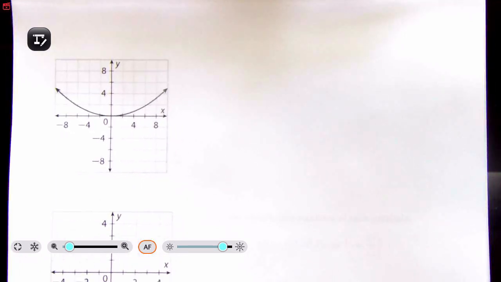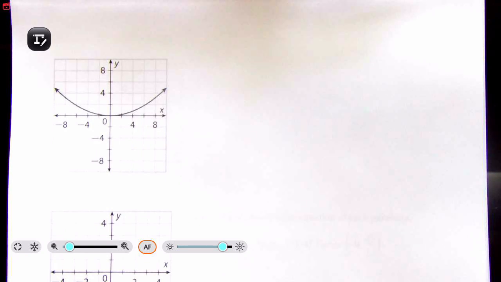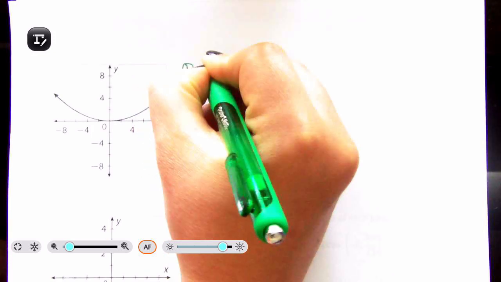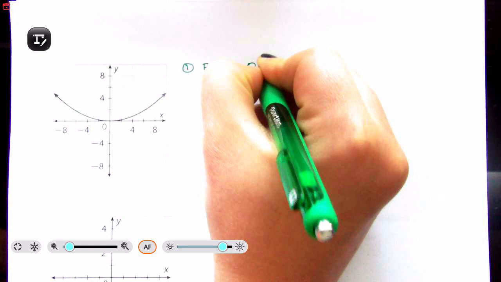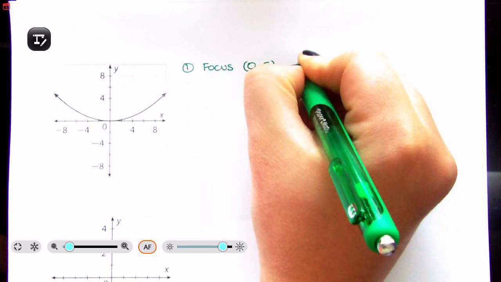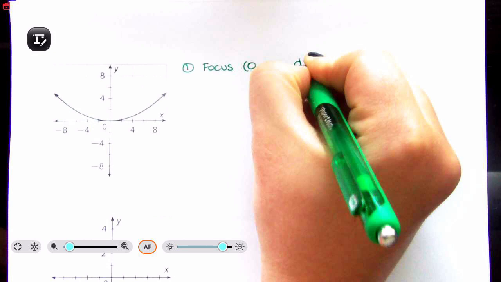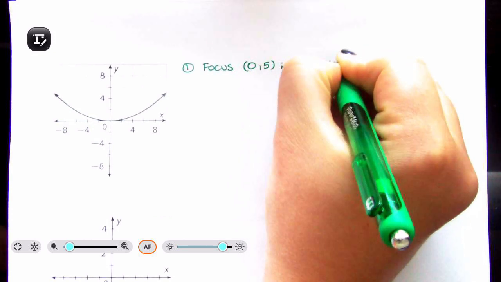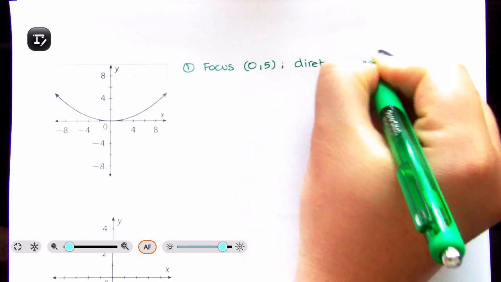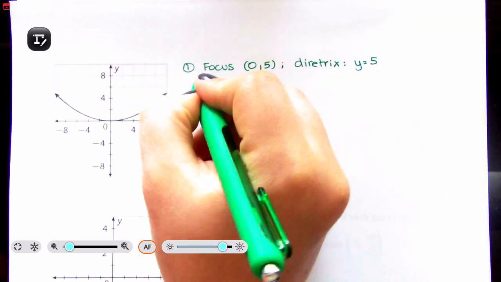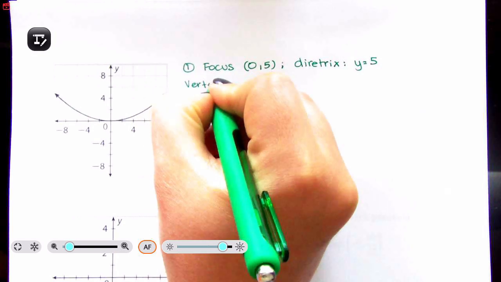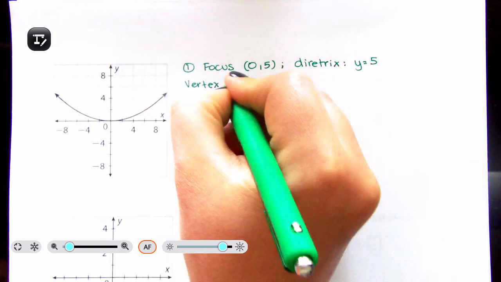So again, sometimes they're going to give you a graph and then ask you to write, but you're also going to need some information, so they have to give you some information. So for example number 1, they're going to give you a focus of 0, 5. The directrix is y equals negative 5. And they also tell you, for example number 1, that your vertex is at the origin.